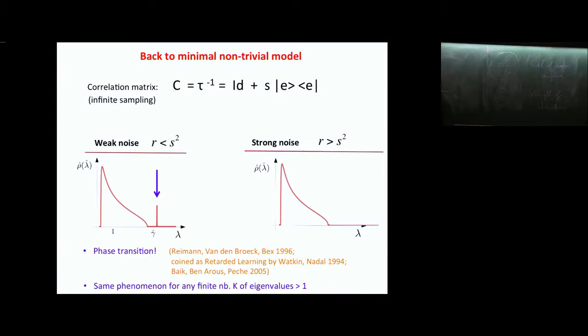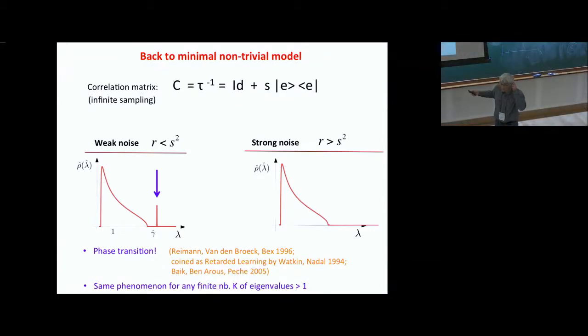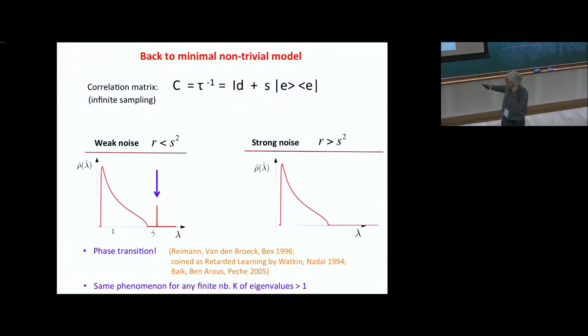Okay, so when P and N go to infinity, there is a phase transition when R is equal to S squared. So what does it mean? That means the following thing.